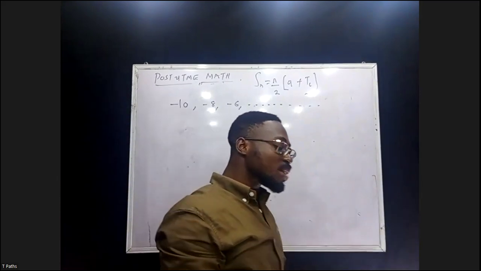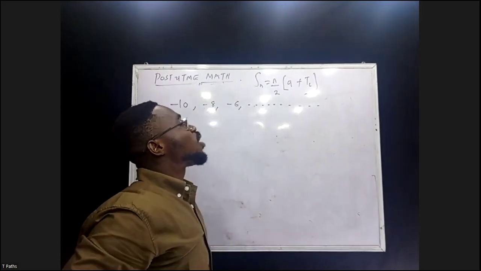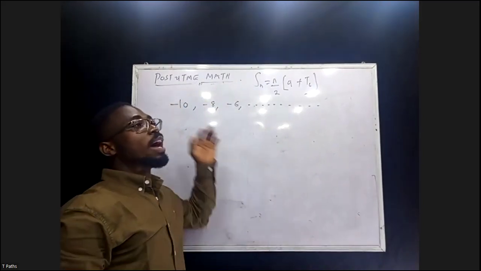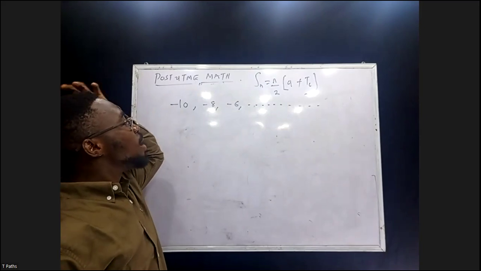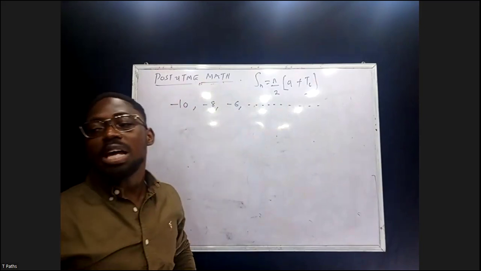Sum of the first 21 terms of this progression. You know why I like the problem? I like the problem because when you are given a problem like this, the problem is simple, but it is important that you know what you are doing.